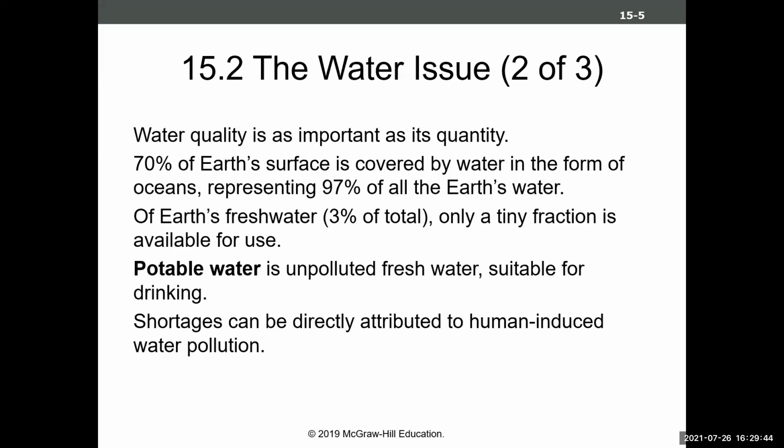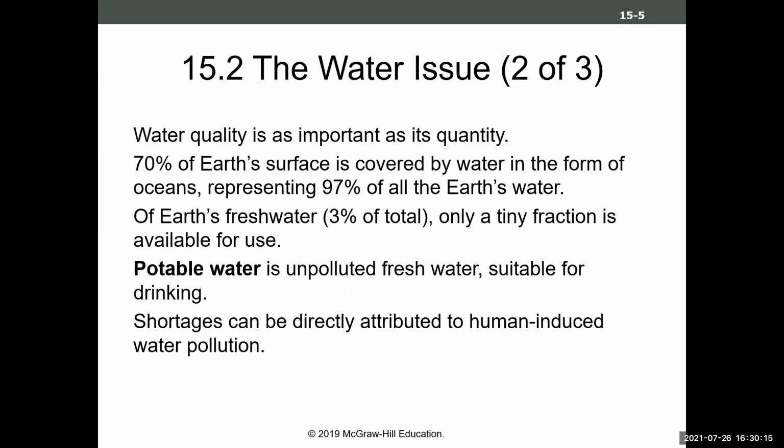Not only is water important for living things, the importance of water should not only be focused on the quantity, but we should also focus on how good the quality is of the water source. If we have a lot of water and it's all polluted and nasty, we essentially have no water. So quality is just as important as quantity.